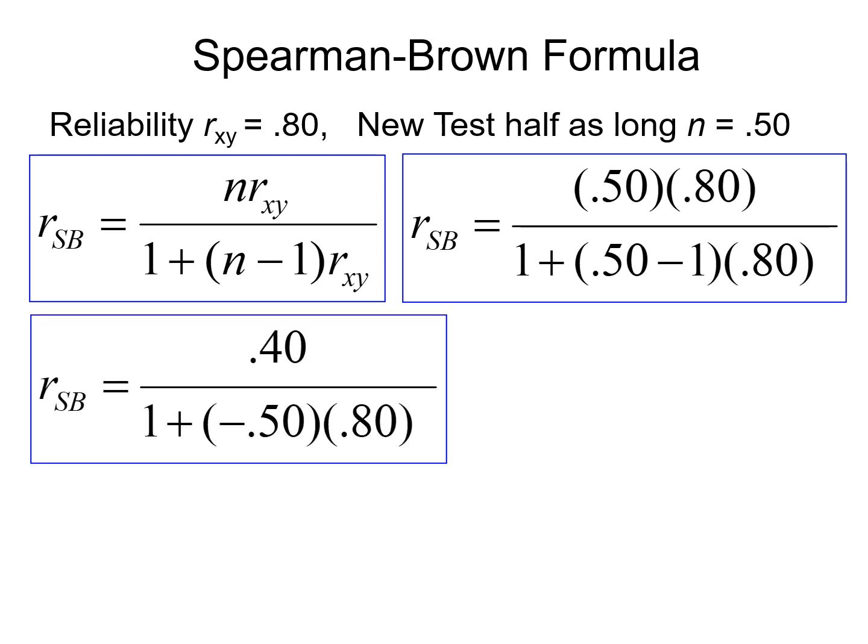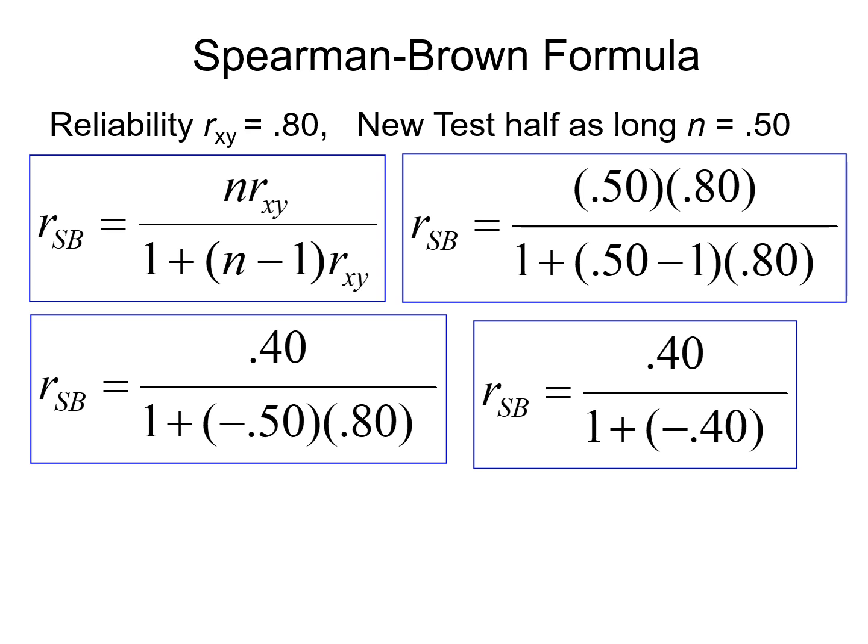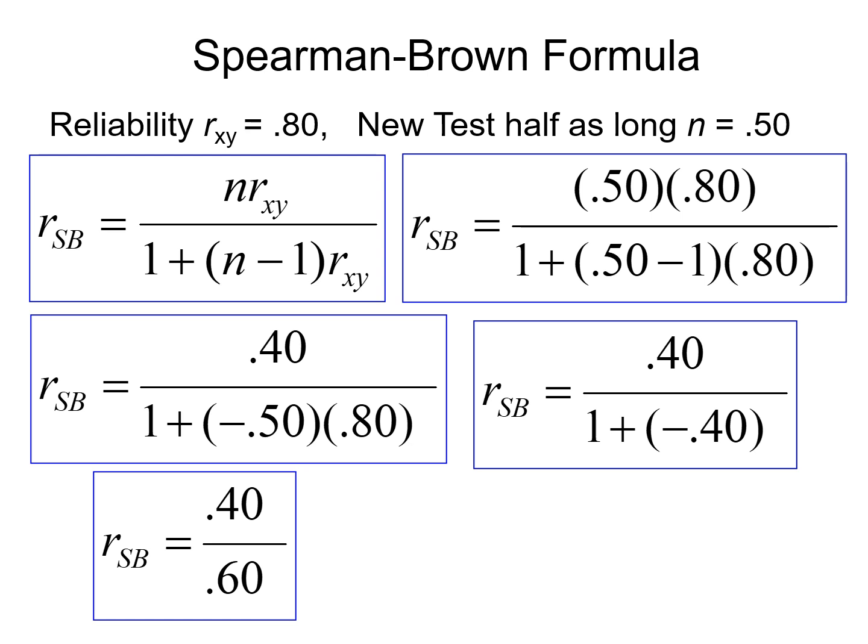So at the top of the equation, it becomes 0.40. At the bottom of the equation, we're going to look at 0.50 minus 1 in the first parentheses. That's going to become negative 0.50. We're now going to multiply those by 0.8, which gives negative 0.40, and it's 1 plus negative 0.40 at the bottom of the equation. That's going to be 0.6. And the new reliability then is going to be 0.4 divided by 0.6, which is of course 0.666 repeating. You could round this to 0.667.